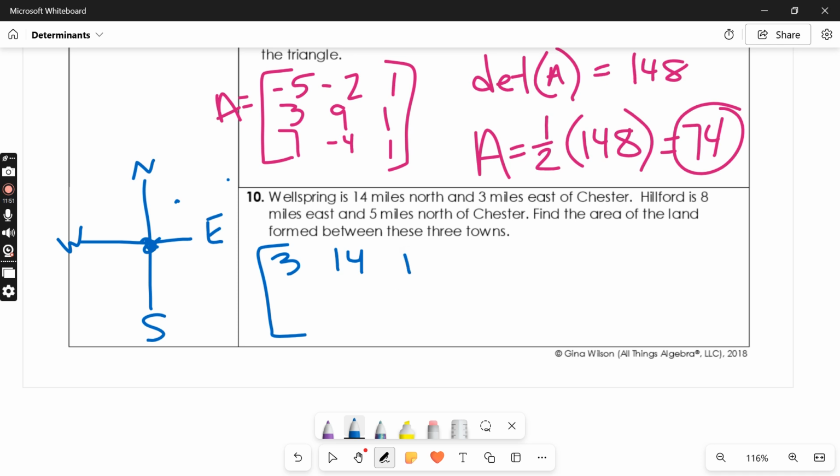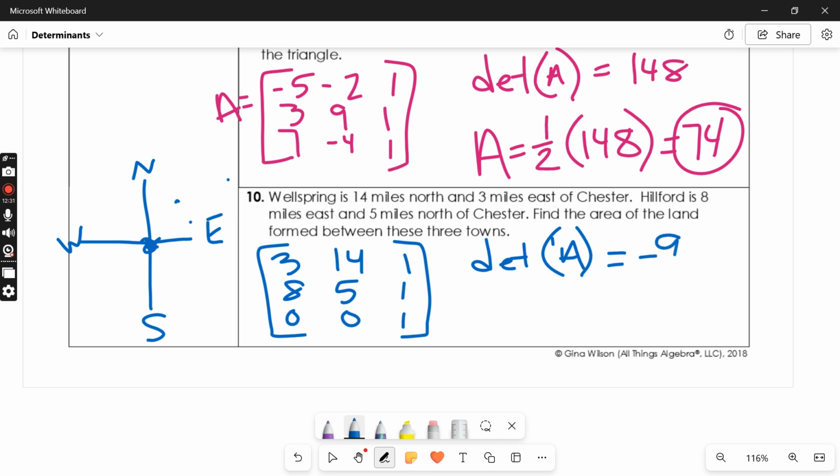Hillford is 8 miles east and 5 miles north, so somewhere in there. So again, we're going to do the east first because we go to the right, and then up 5. And it says find the area formed by these 3 towns. Well, I'm missing a point at the moment, so I just have to remember that Chester, we said it was right here. So this would be the point 0, 0, and then a 1. Okay, so this is our matrix. So we're first going to find the determinant of this matrix. Okay, when we find the determinant of this matrix, we get -97.